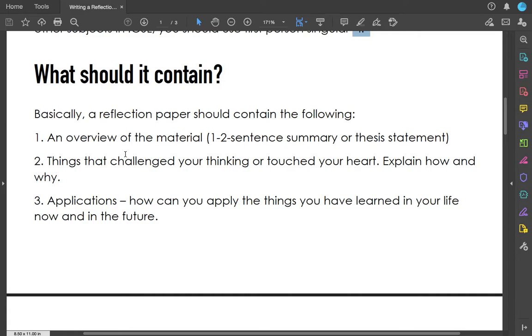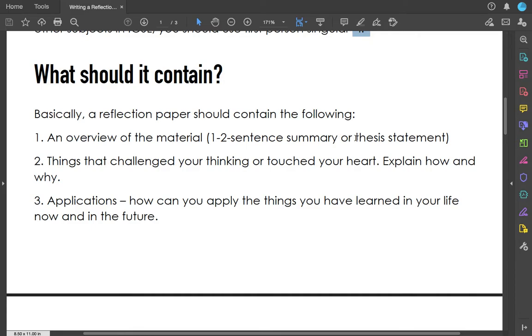Why do we have to give a summary? Because your professor wants to see if you understand the big picture. So maybe this is what Monin was talking about. If you want to see if you were able to see the big picture, so that your reflection would be within that context. Okay, you're not taking things out of context. So give a 1 to 2 sentence summary. Just a little bit. Don't make it too long because this is not a summary paper.